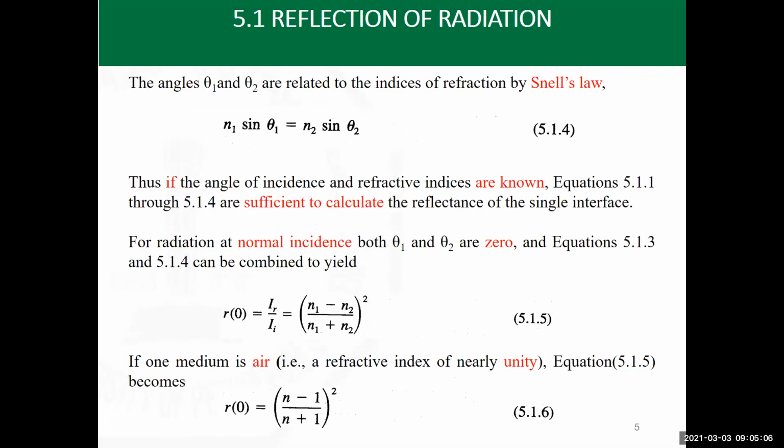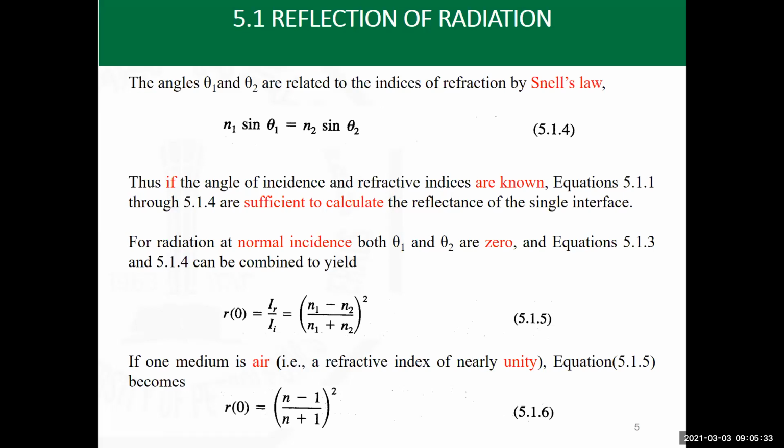One more relation is Snell's law, which gives a relation between the angles here. So N1 sine theta 1 is equal to N2 sine theta 2. And this is useful, for example, if the angle of incidence and refractive indices are known, and you need to get the other value, which is theta 2. That's something that can be calculated easily for this surface.